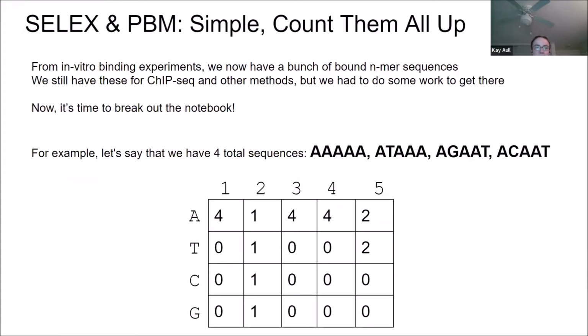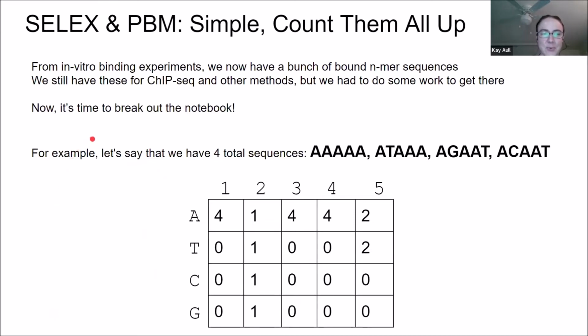All right, so you've done your experiments, and now you have a bunch of N-mers. And now you want to know what the motif is. What is the commonality between all of these? All right, so here's your toy example. Let's say we did our experiment, we came out with these 4 sequences.